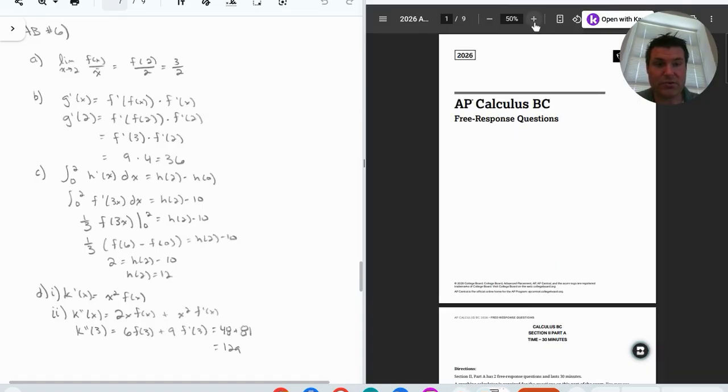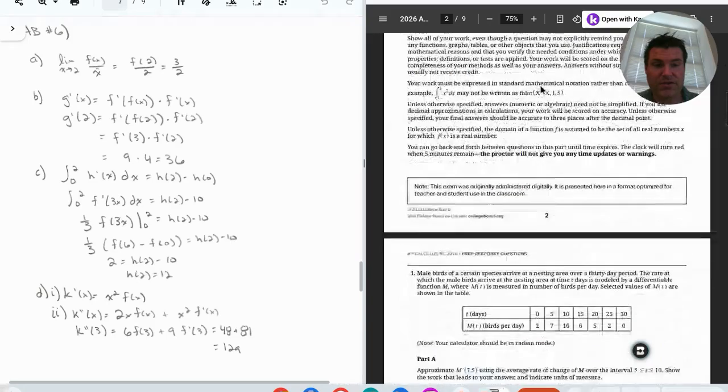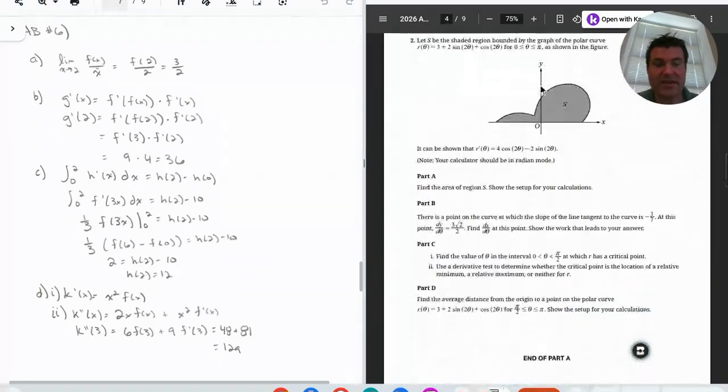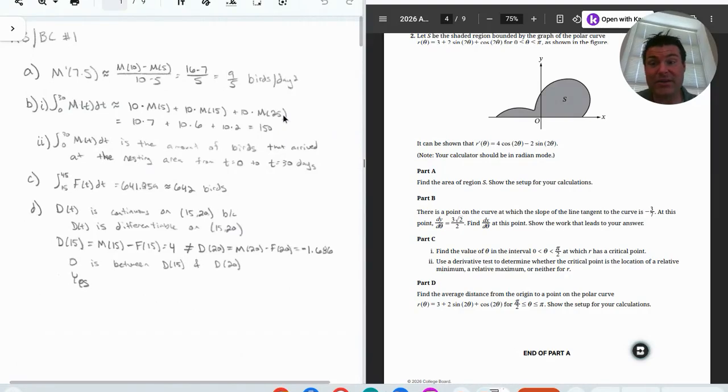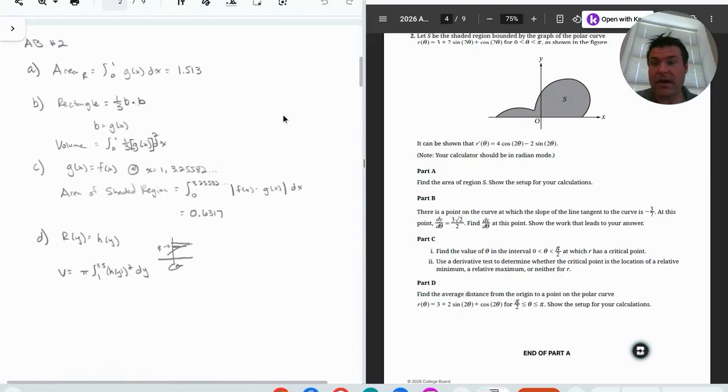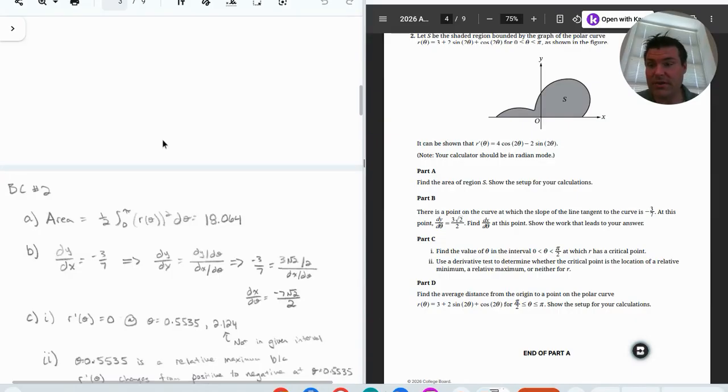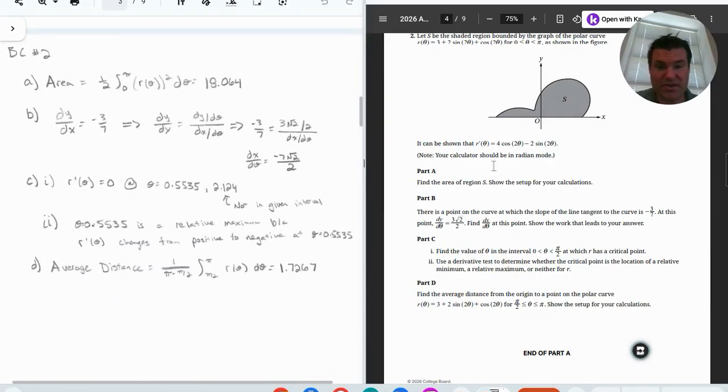Let's go ahead and go to BC. There are 3 questions that BC students got that the AB students did not get. The first one was polar, which I did accurately predict polar. So here is, oh, there it is right there. So everything right here. Average distance is a tricky one. Just make sure you're integrating from pi over 2 to pi of just r. That is definitely a tricky one.